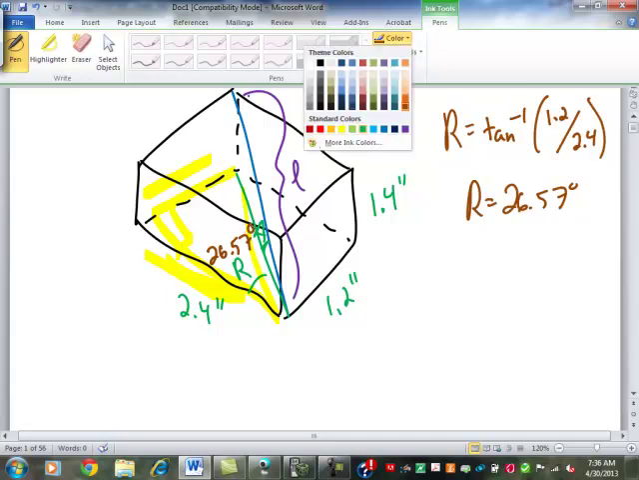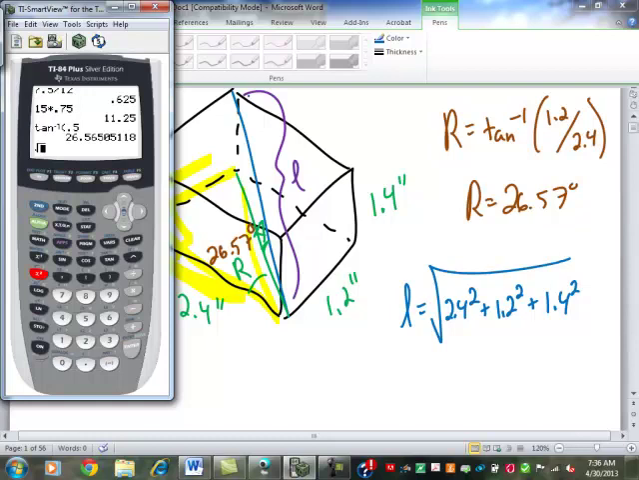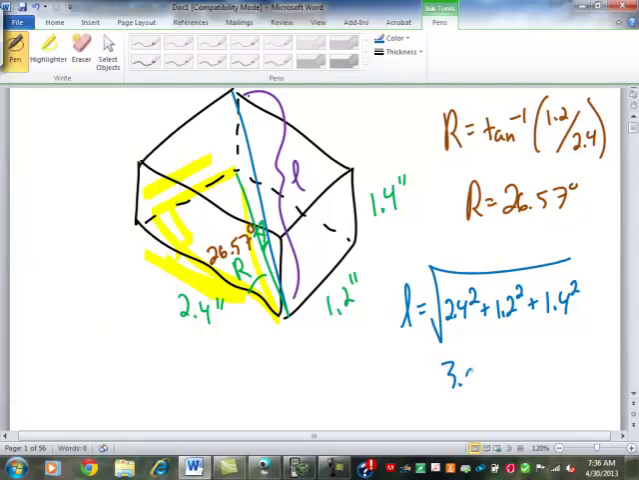The next easiest thing to find is going to be the length. That length is going to be the square root of what? Perfect. Each of the three dimensions squared added together. That's our three-dimensional Pythagorean theorem. So 2.4 squared plus 1.2 squared plus 1.4 squared. 3.027 it looks like. That'll be inches. And then to find A.